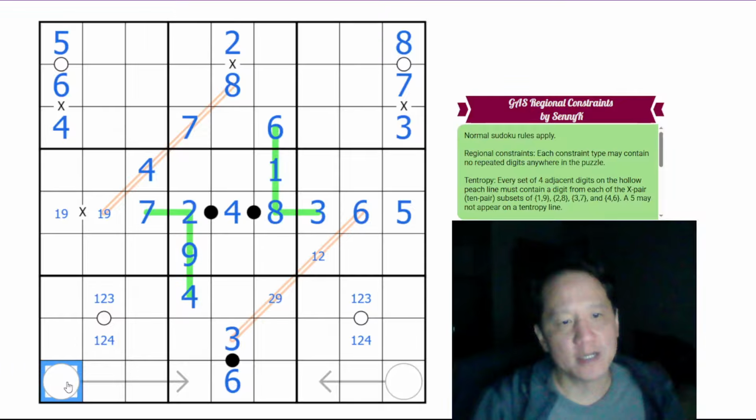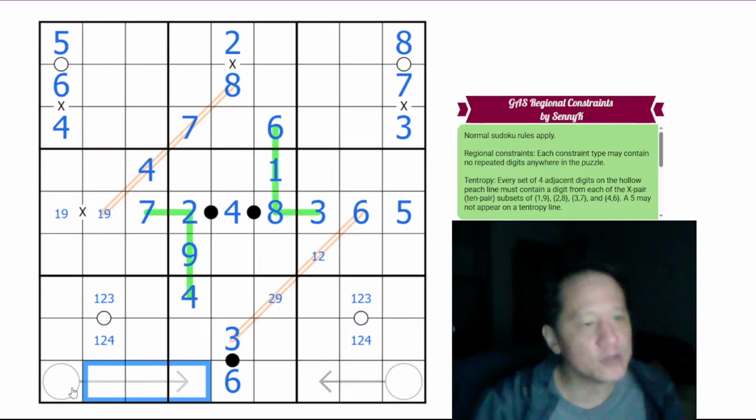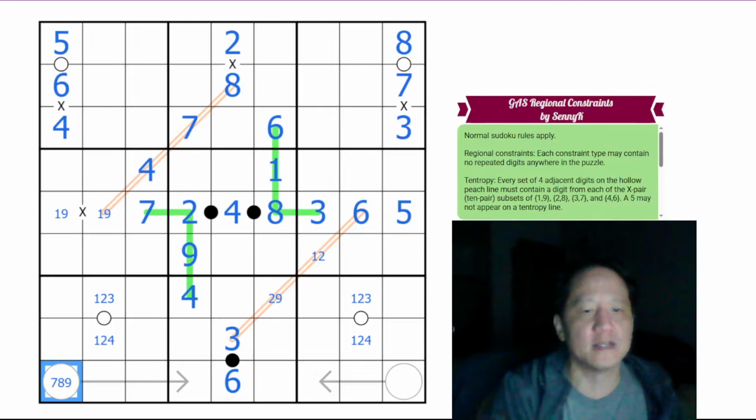This digit cannot be 4, 5, it cannot be 6, and it has to be the sum of 3 unique digits. So it must at least be 6, and that's therefore 7, 8, or 9.